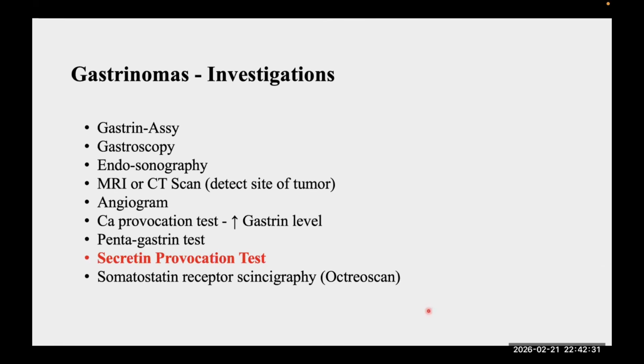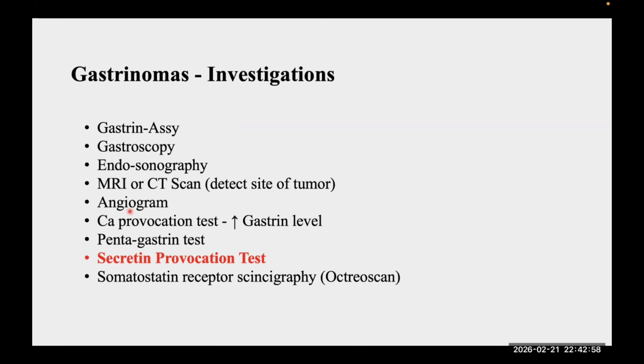Now, what are the investigations? Gastrin assay, gastroscopy, which is basically a scope to see the stomach, and you're mostly going to see thickening of the gastric folds. Endosonography, similar concept. MRI or CT scan, so you can see where the tumor is. Angiogram, because this tumor has lots of blood supply, so an angiogram can tell you there's excessive blood supply going there. Calcium provocation test, which increases gastrin levels.